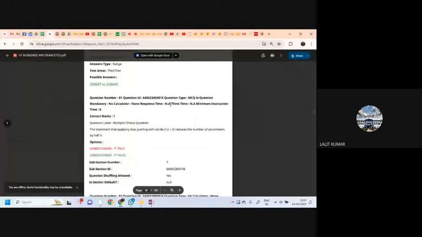Next question: it is stated that max pooling with stride 2 reduces the number of parameters by half. This is false because they are max pool.